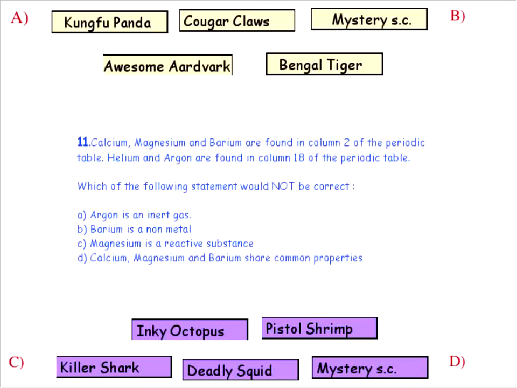Argon is inert. True. We just said that it was. It's in the last column, 18. Barium is a nonmetal. Well, it's in column 2, so it's got to be a metal. That's not true. Magnesium is a reactive substance. It's in column 2. We said 1 and 2 are reactive, so that's true. Calcium, magnesium, and barium share common properties if they're all in the same column, column 2. They must share common properties. Okay, so only B is not true.